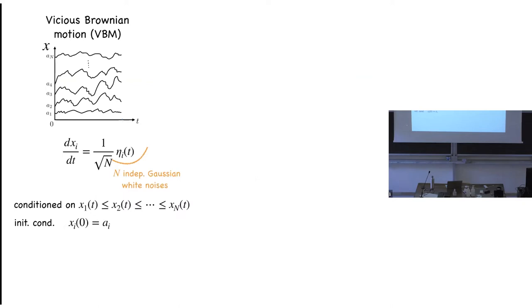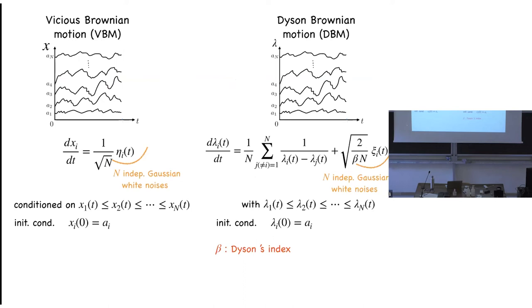And let's recall the more precise connection that exists between the vicious Brownian motion on the left-hand side here. So here I have just Brownian motions, whose dynamics are evolved independently with this noise, but they are conditioned on the fact that they are not crossing. So here I'm looking at Brownian motion, okay? Forget about the bridge condition for a while. I just focus on the Brownian motion.